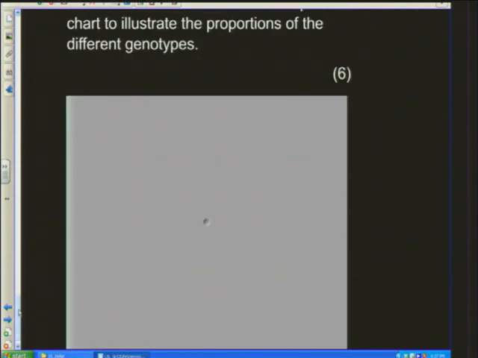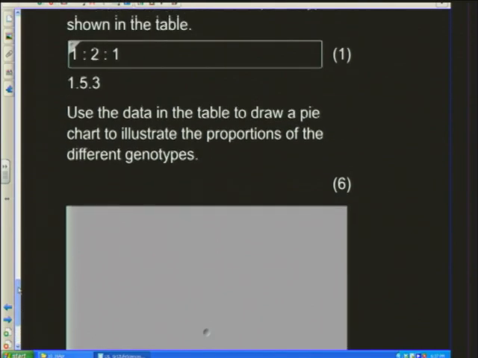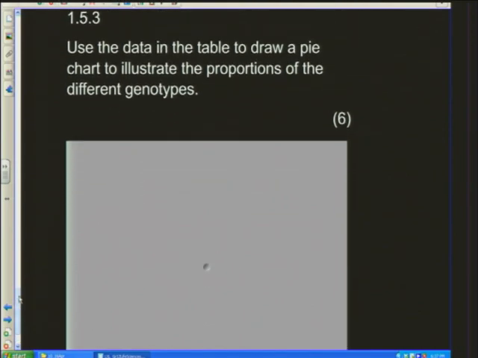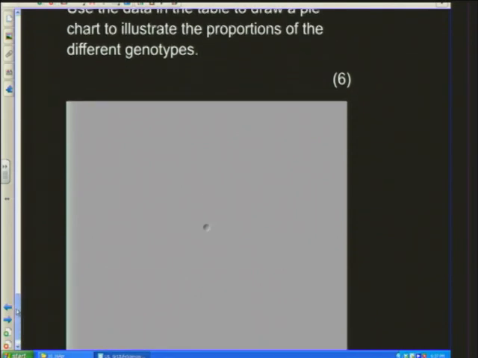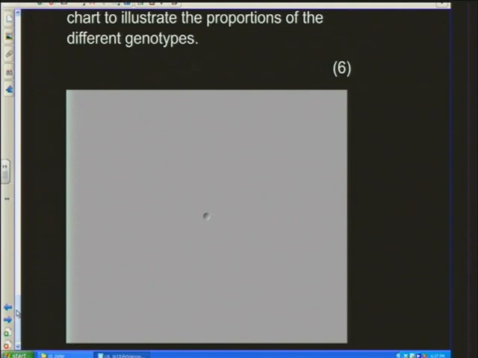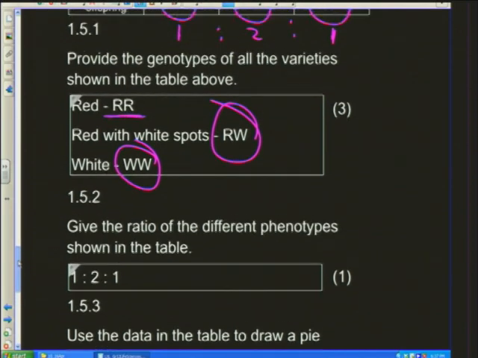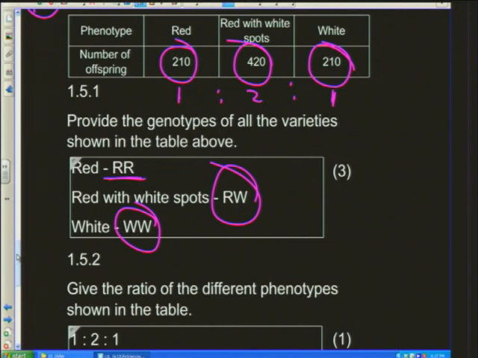And last, they say, use the data in the table to draw a pie chart to illustrate the proportions of the different genotypes. Now, for the pie chart, remember, because you are dealing with a circle, and the angle is 360 degrees, you have to work out these things as ratios or percentages of that. And you will find that you come to this conclusion. You'll show the calculations. Remember, you must show the calculations.